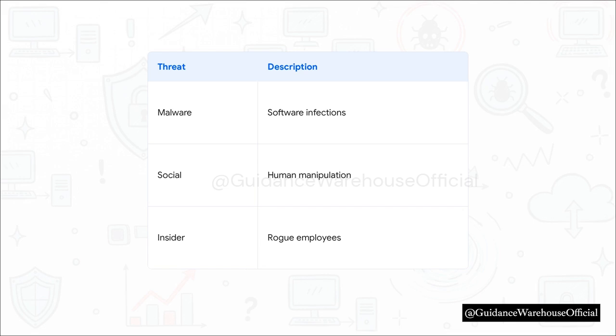Finally, we have insider threats. These are your rogue employees or contractors. They already have the VIP pass, which makes them incredibly dangerous, because they just bypass traditional external security measures entirely.